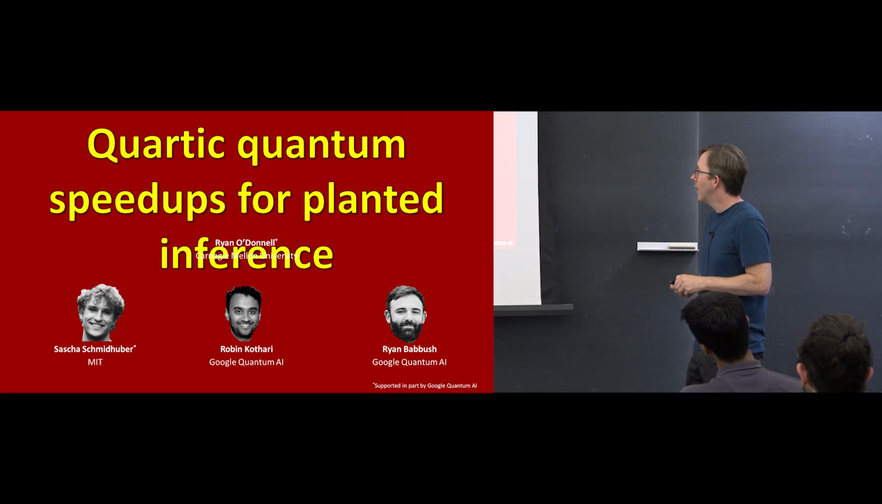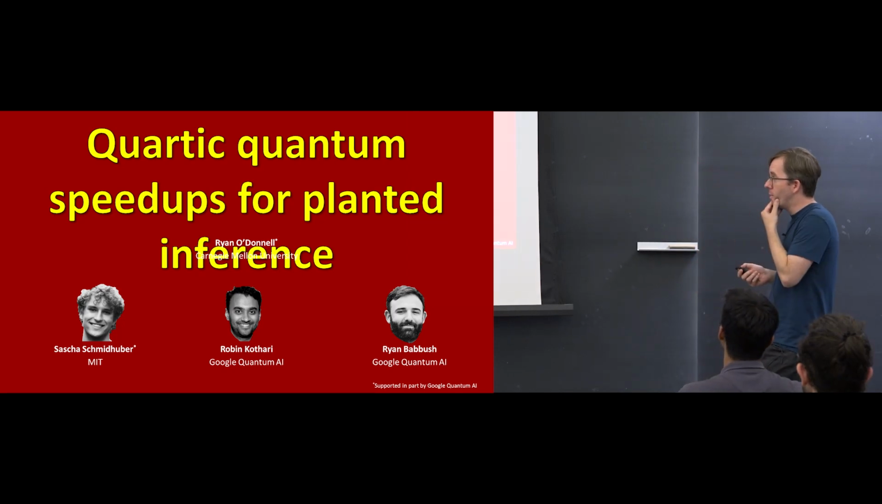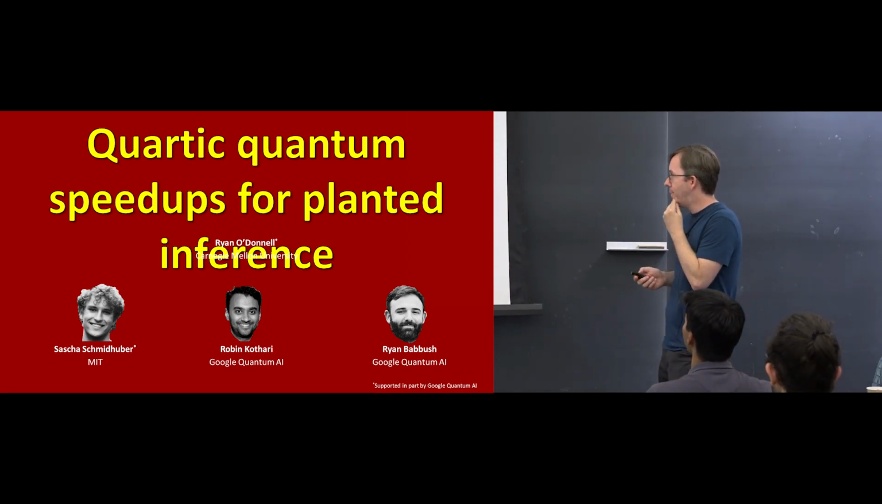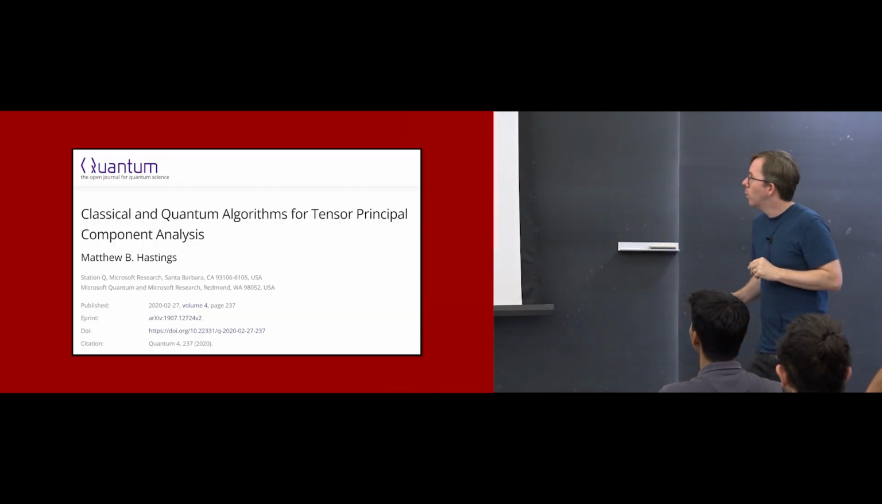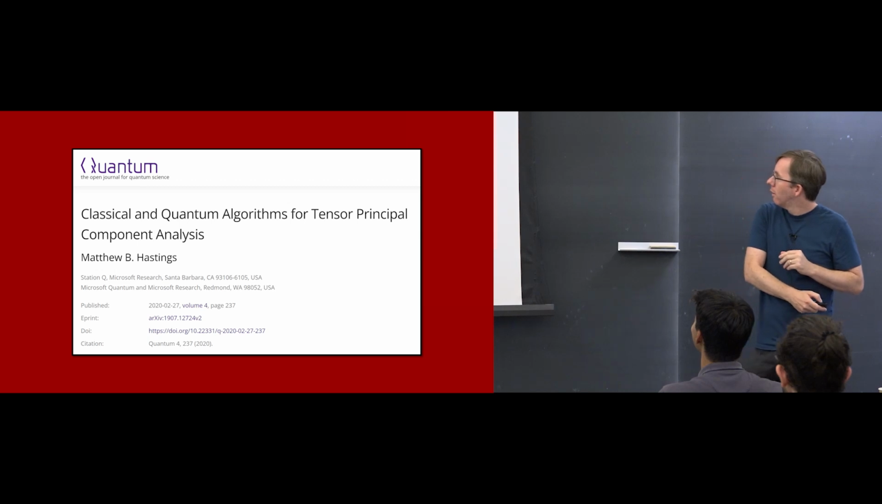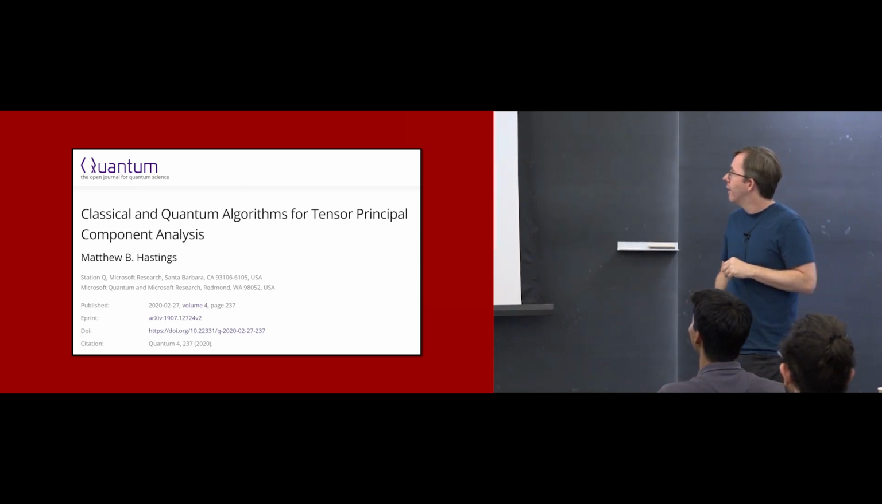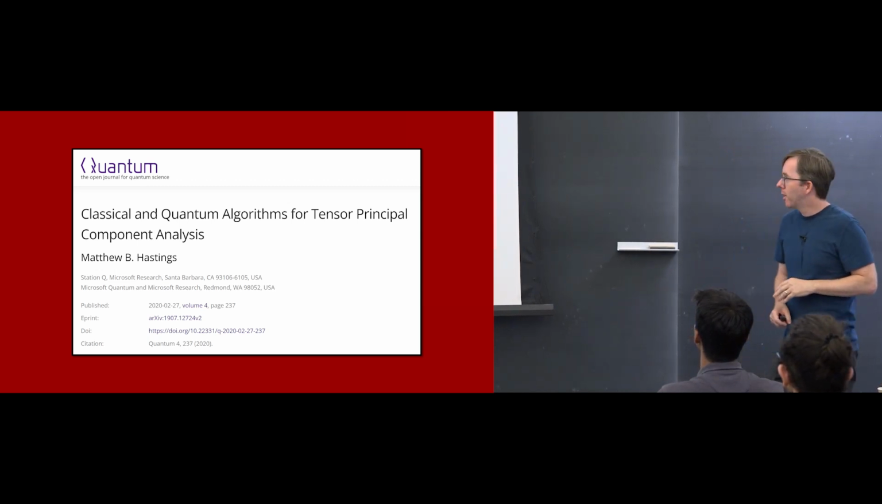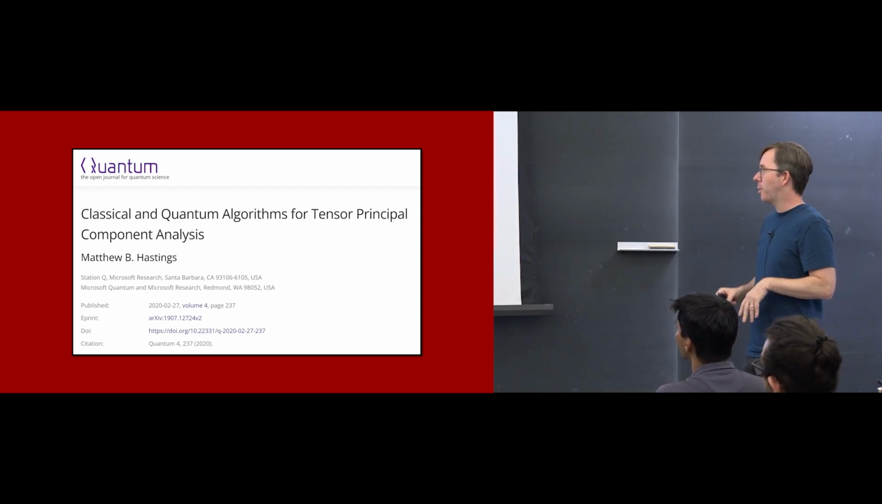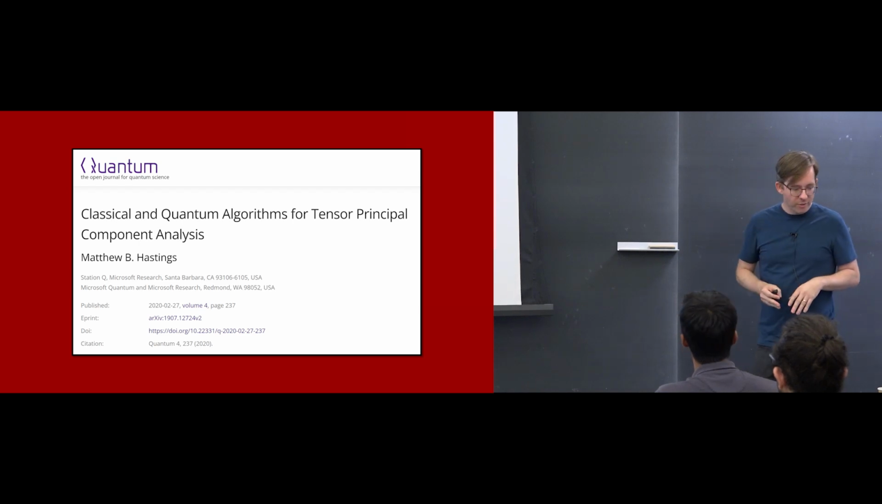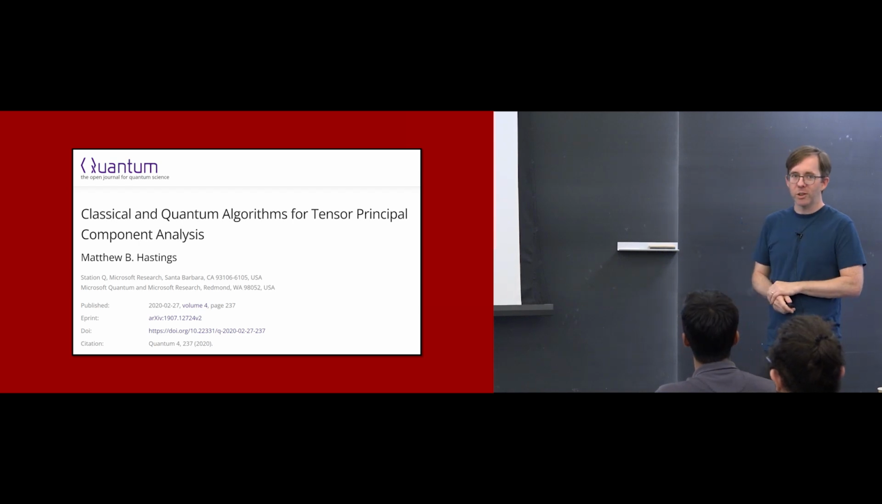So this is a paper I wrote recently about a quantum speedup for a classical problem. And let me start by saying that this paper is heavily based on an earlier paper by Matt Hastings. It's a great paper. We studied his paper really hard, and this result is kind of a generalization and simplification of his work.